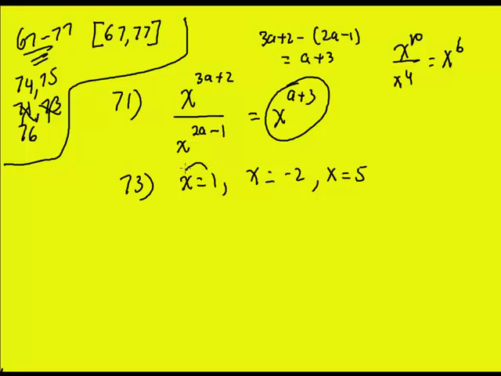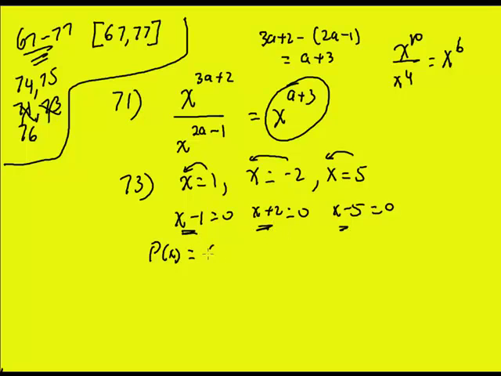If you run this movie backwards, you take everything to one side: x minus 1 is equal to 0, x plus 2 is equal to 0, and x minus 5 is equal to 0. Then my polynomial is all these factors multiplied together, so x minus 1 times x plus 2 times x minus 5.